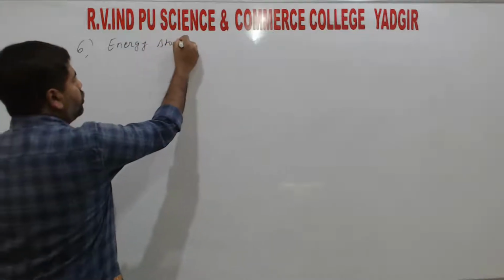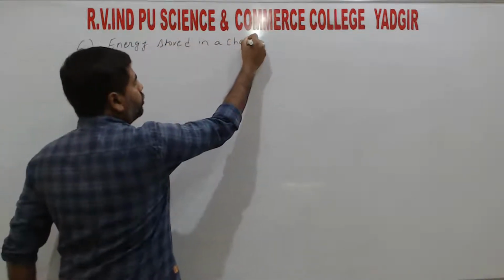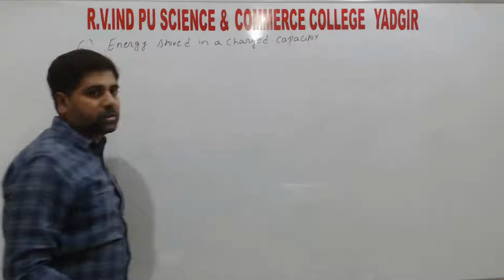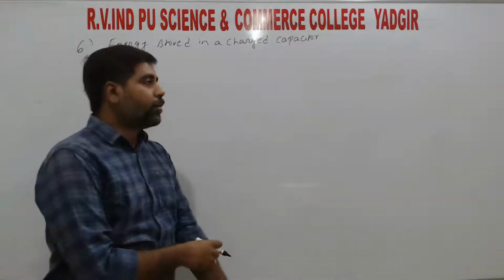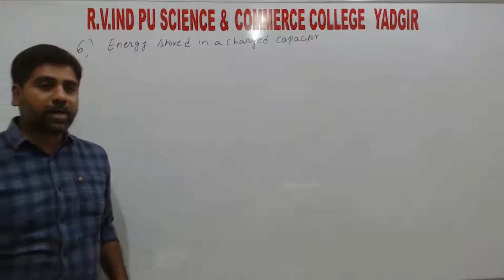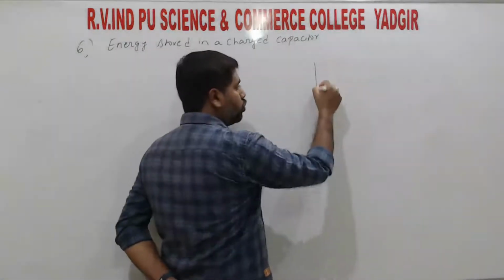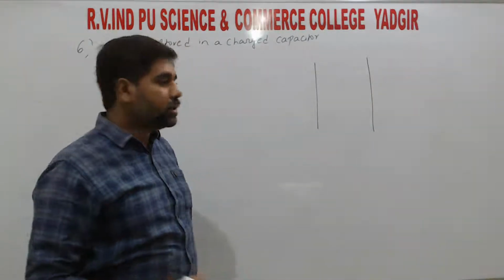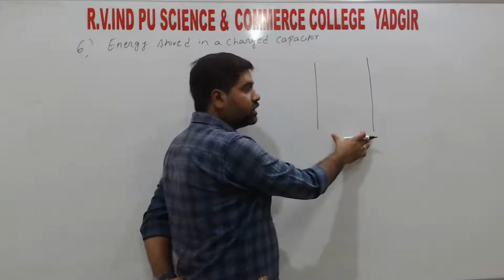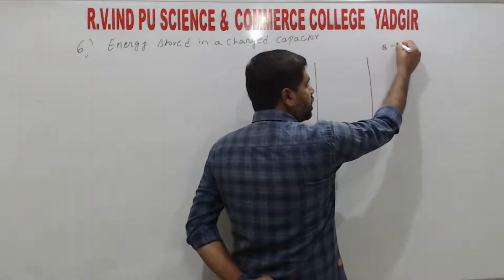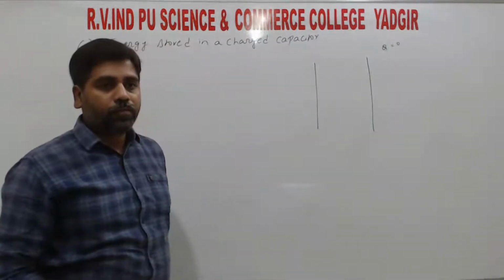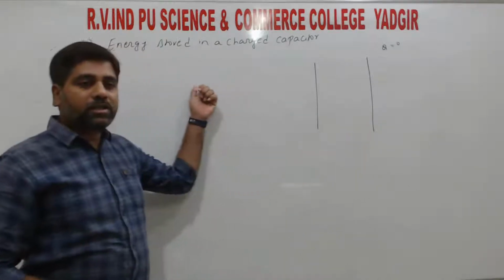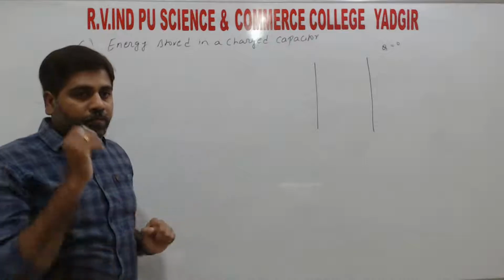Energy stored in a charged capacitor, right? Here we are considering a parallel plate capacitor. Initially we consider two uncharged parallel plate conductors. Uncharged conductor means the charge on each conductor is 0, right? Here we are going to charge this capacitor, and that is the energy which is stored in the capacitor.